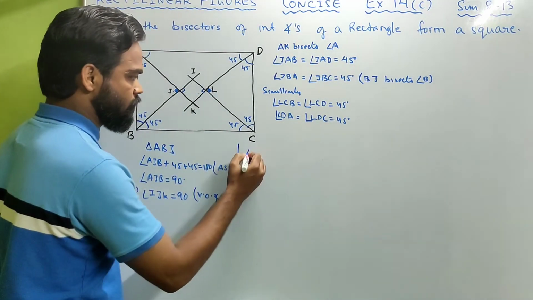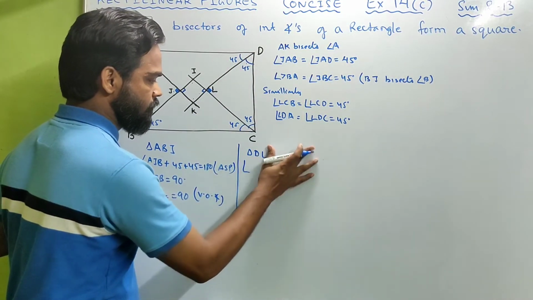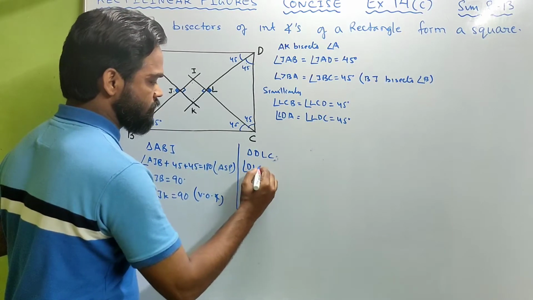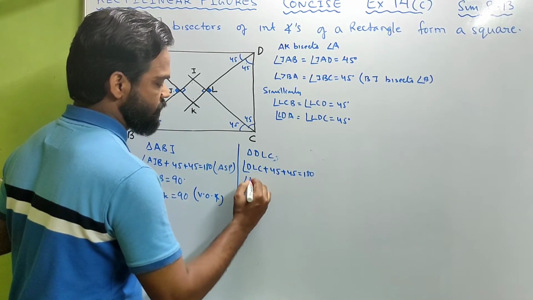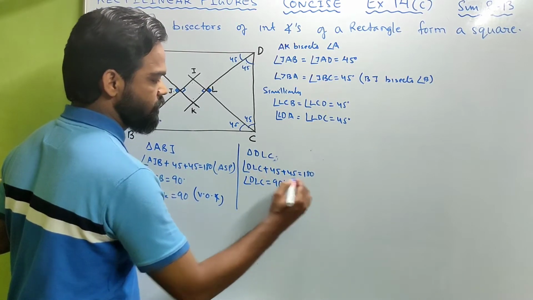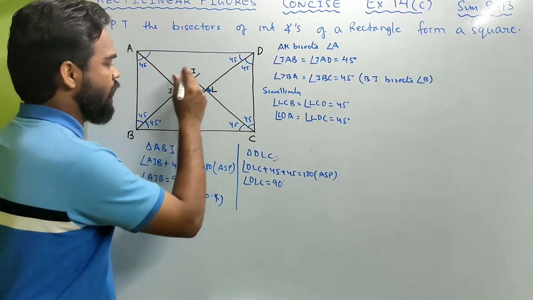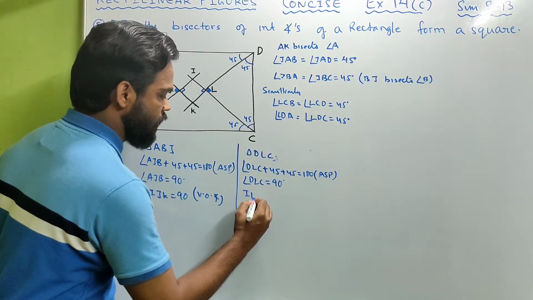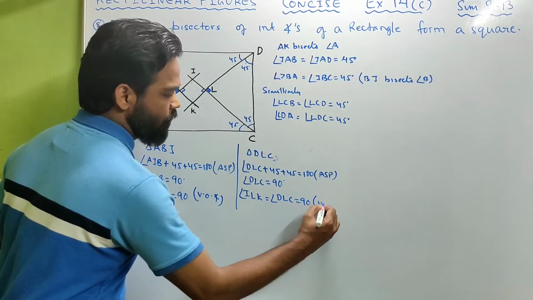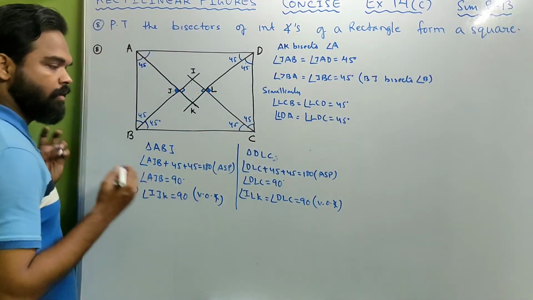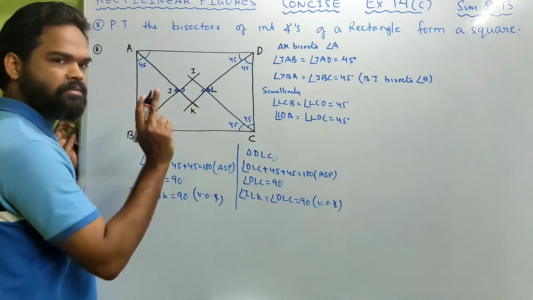So in triangle, just look carefully, DLC, angle DLC plus 45 plus 45 equals 180, which means DLC equals 90 degree. Now this is angle sum property. So if this is 90, this has to be 90. ILK is equal to DLC is equal to 90. Why? Vertically opposite angle. Done. Now look at triangle. So these two angles are 90 degree.